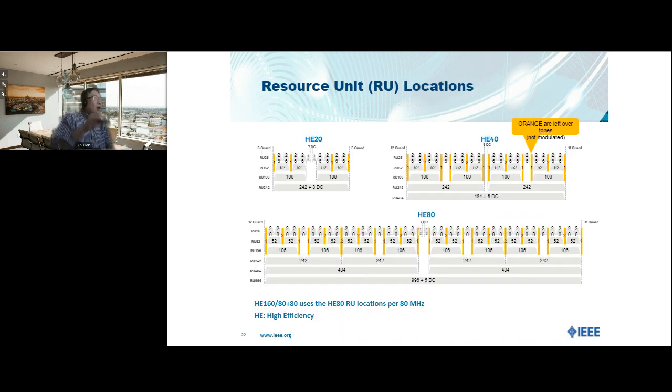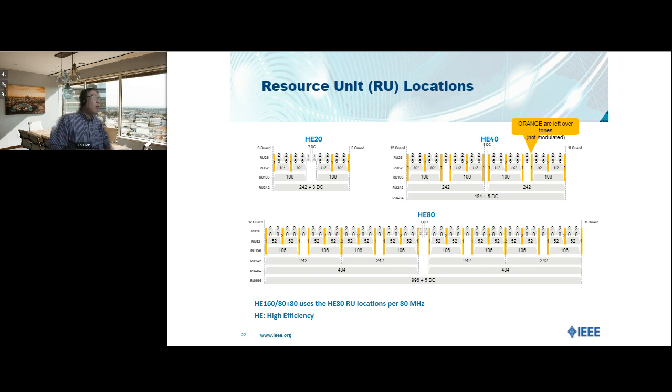So how is this RU located? Remember, we drew the RU plot for the different bandwidth packages for 11ax. Remember, it's called HE, high efficiency. Those packages were represented by HE20, which is a 20 MHz package, HE40, which is a 40 MHz package, or HE80, which means an 80 MHz package.